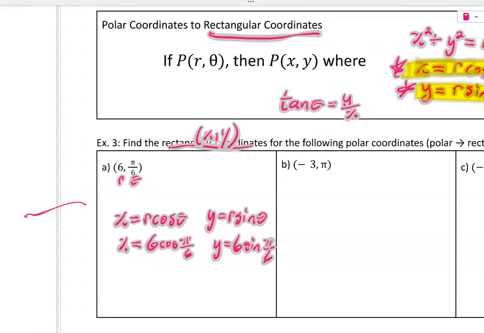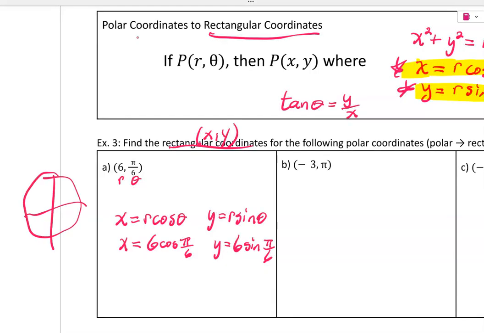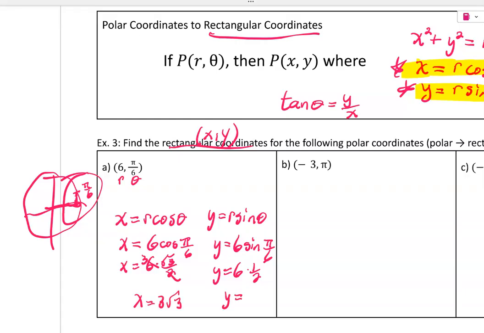You could also very quickly say, where is pi over 6? It's down here. And cosine is the x. The x is big in a 30, 60, 90. So that's your root 3 over 2. Y is the sine value on a unit circle. So you could see this y value on the unit circle is small. That's 1/2. So the 2 would go into the 6. You'd get a 3. We'd have 3 root 3 and here, half of 6 is a 3.